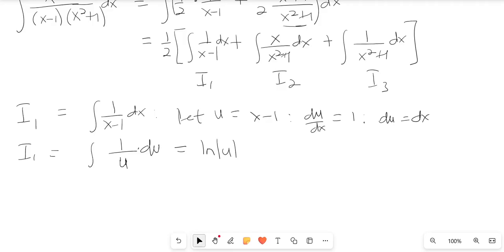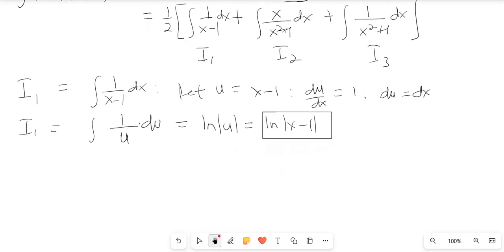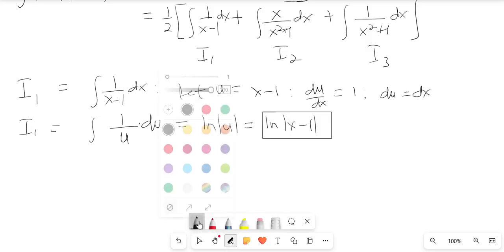Well, what is u in terms of x? Because we have to move from the u world into the x world. So that should be the natural logarithm of x minus 1. So that is the answer for integral 1. Let's look at integral 2. Integral 2, I can do that in red pen.